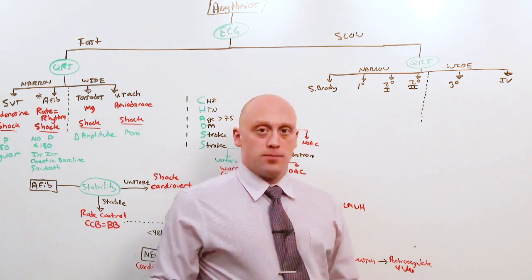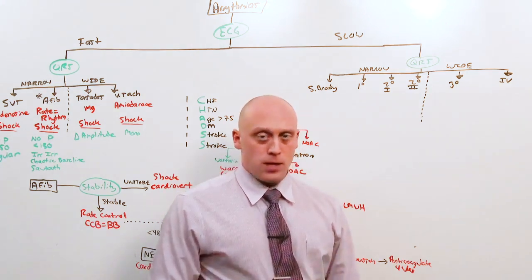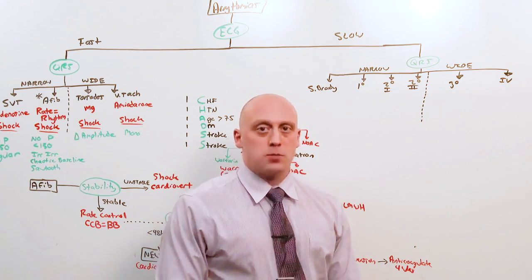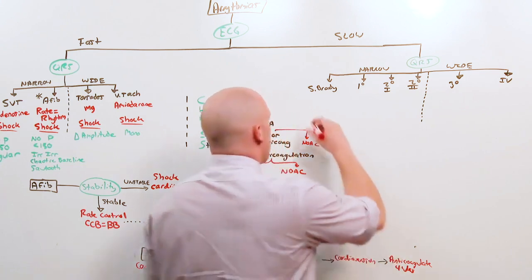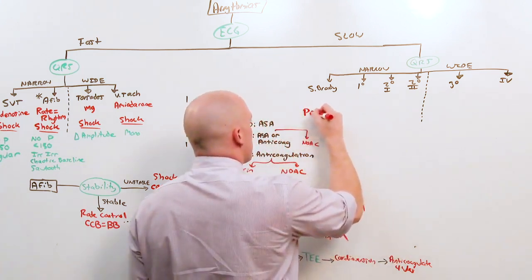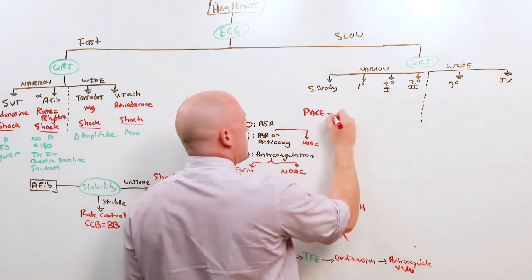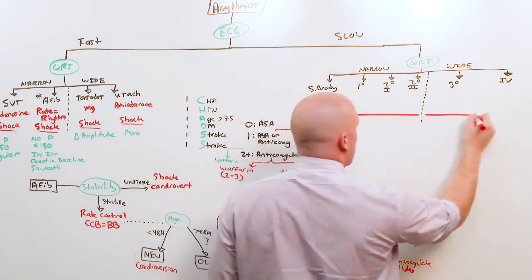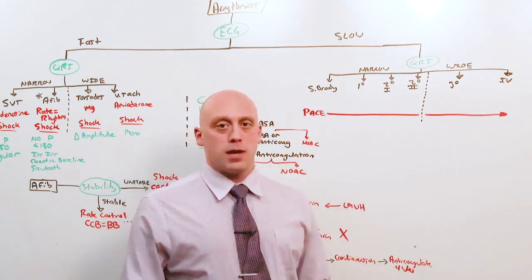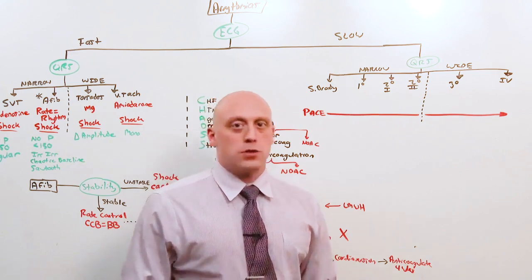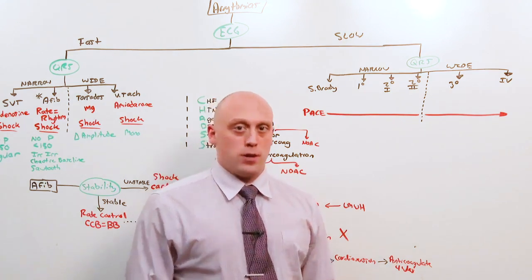For any slow rhythm at all, if they are unstable as a product of the slow rhythm, pace them. And whether that means transcutaneous, transvenous, or they put in a permanent pacer, it doesn't matter. Every slow rhythm can be paced if it's too slow, or if they're hemodynamically unstable.